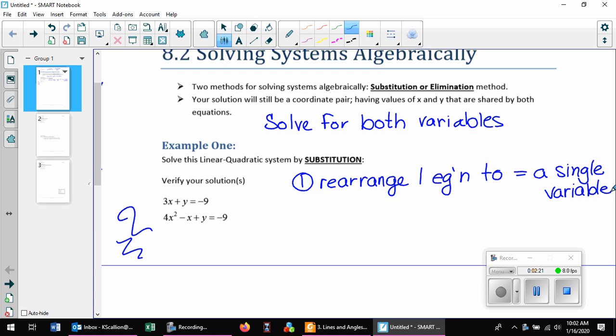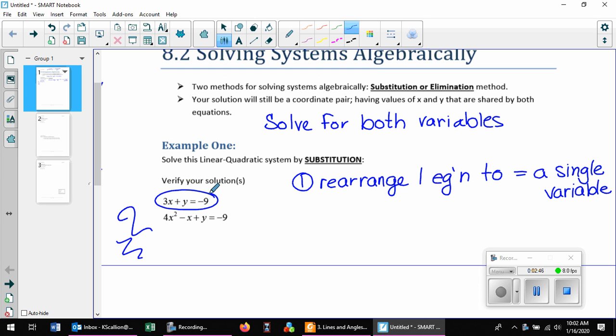Now, both of these, what pops in my head right away is if I have a linear, that's a much simpler equation than the quadratic. You guys agree with me? Much easier, we know how to graph it. So I'm going to rearrange this one to equal a single variable. So what variable do you think I'm going to get it to equal? How come?